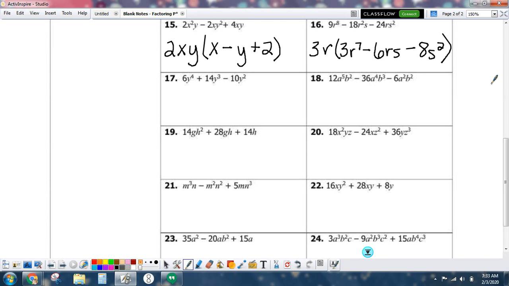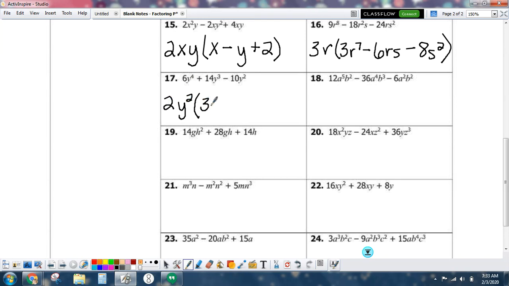So for 17, we have 6, we have 14, and we have negative 10. Well, the biggest number that I can think of that goes through all of those is 2. So I'm going to go ahead and use 2. And then I have y to the 4th, y to the 3rd, y squared. The biggest one there is going to be y squared, because it's technically the smallest exponent that goes into all of them. Okay? And then 6 divided by 2 is 3.